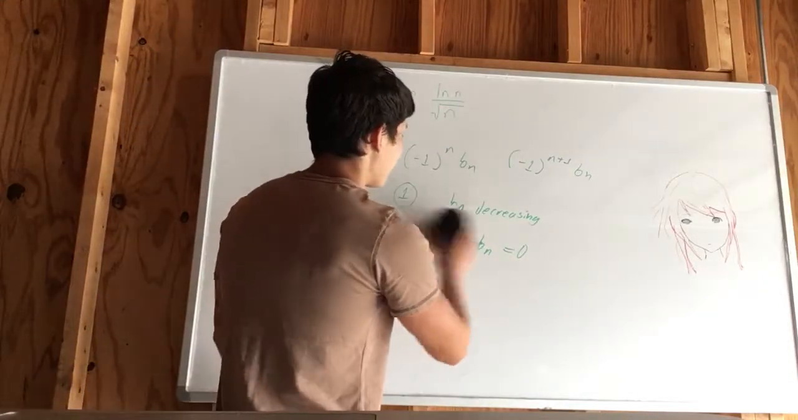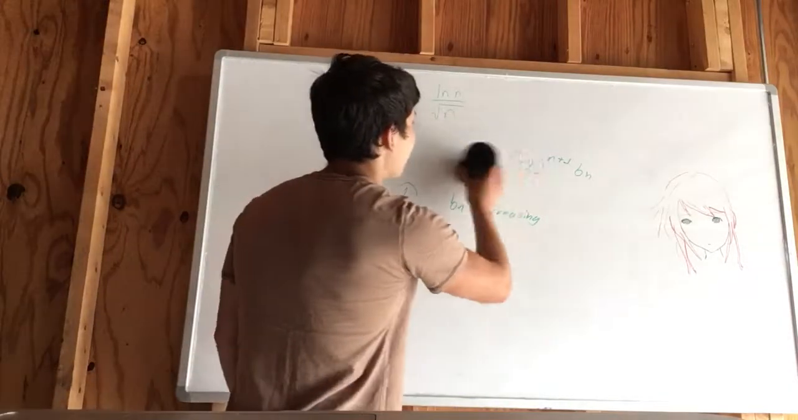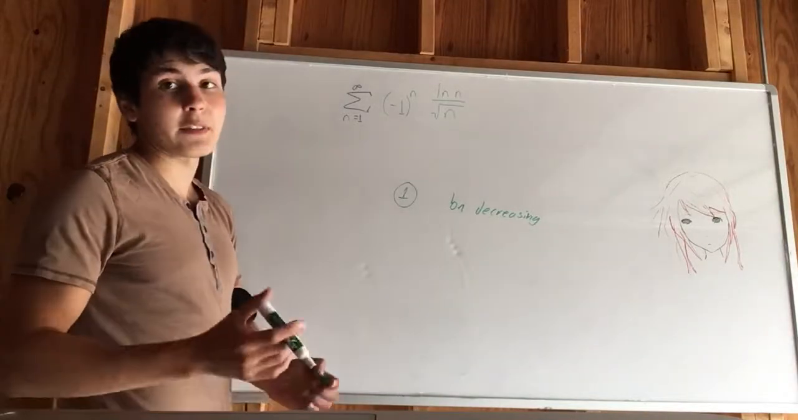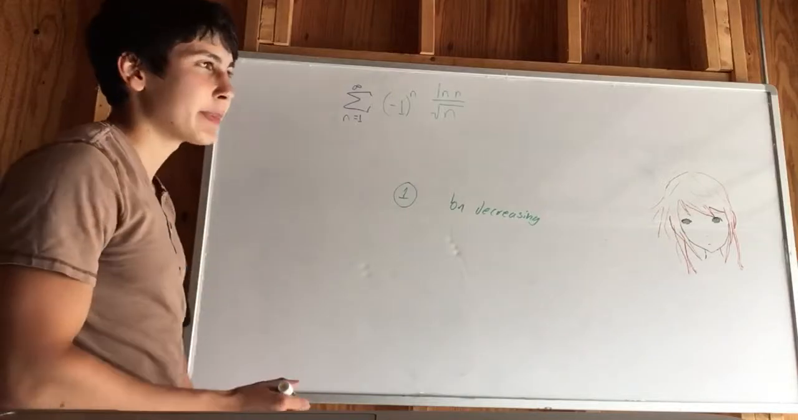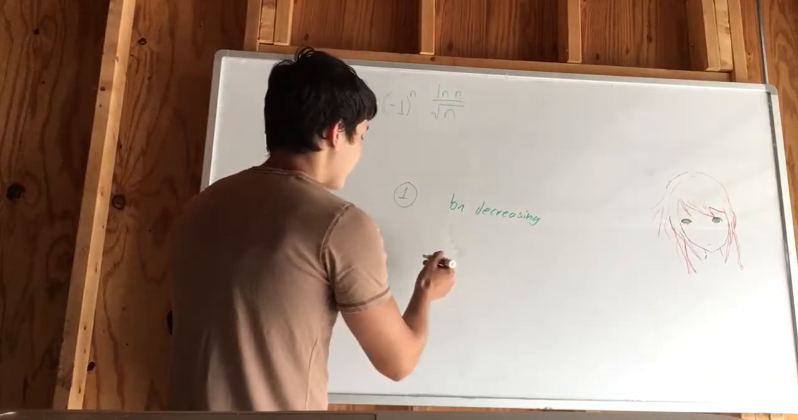Okay? So first, let's check if it's decreasing. How do we do that? Well, we could take the derivative. We could take the derivative and find out if it's negative for large enough numbers, because after all we only care about its behavior near infinity. So let's find out if its derivative is negative.